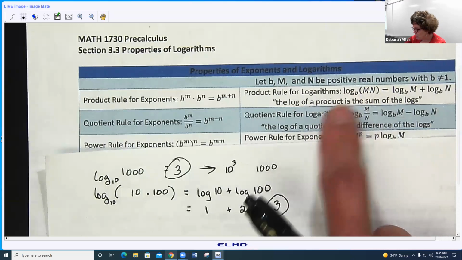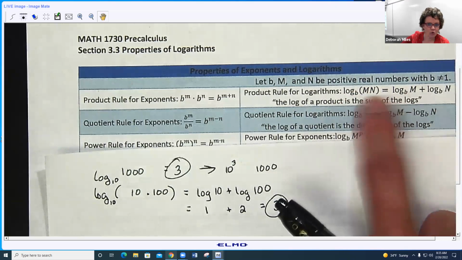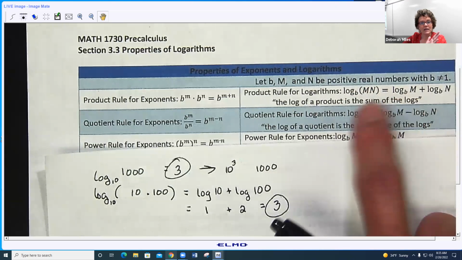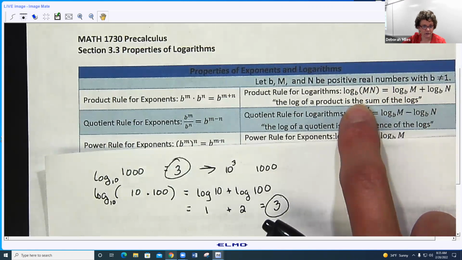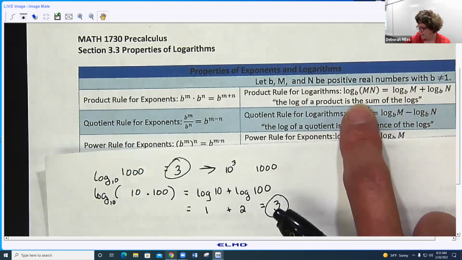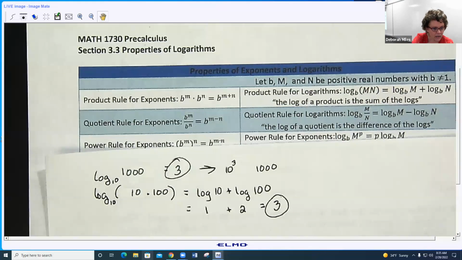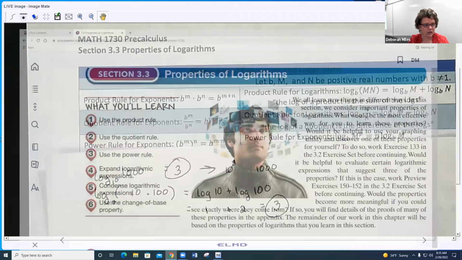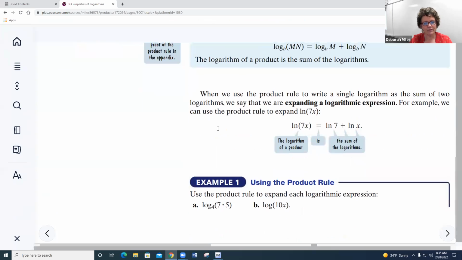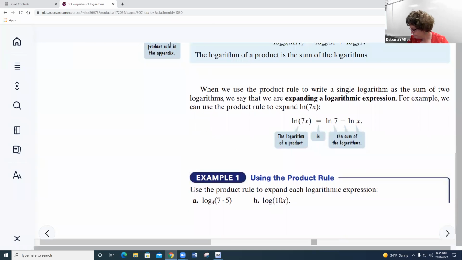And instead of memorizing this mathematical mumbo jumbo here, you need to learn to say these words to yourself. That's why I'm repeating them several times. The log of a product is the sum of the logs. All right, I'm going to show you a good example of that in the book rather than just doing one on paper, because these two examples are pretty easy.